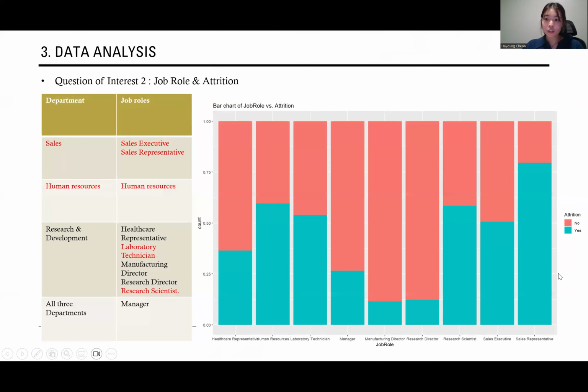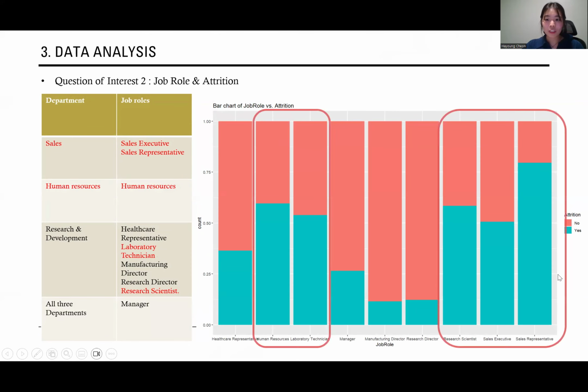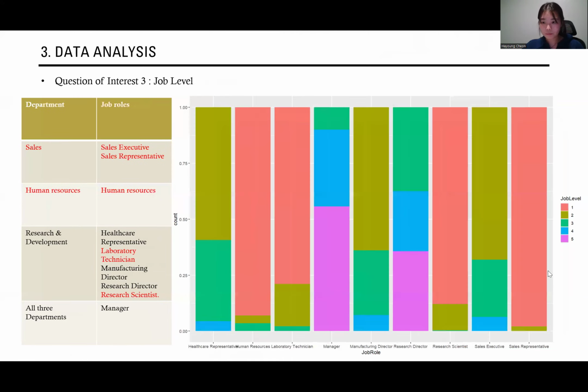And when it comes to attrition rate for each job role, we can see that these five, which are all of the job roles in sales, human resources, and two in research and development, had a higher attrition rate compared to other job roles. So I'm going to call these the top five job roles. Top five job roles are job roles that have higher attrition. So I was wondering why these top five job roles have a higher attrition rate.